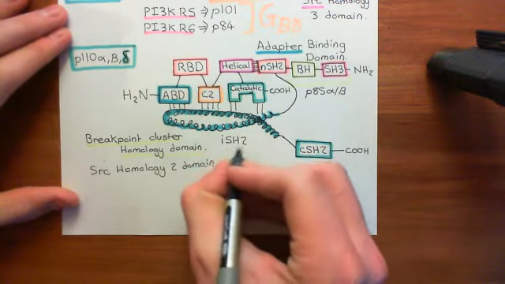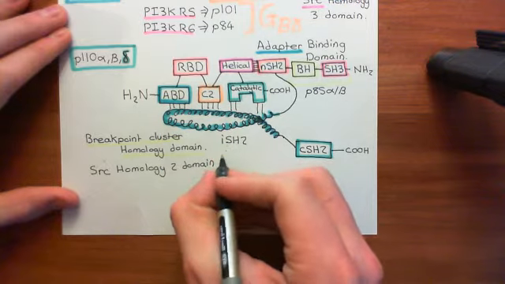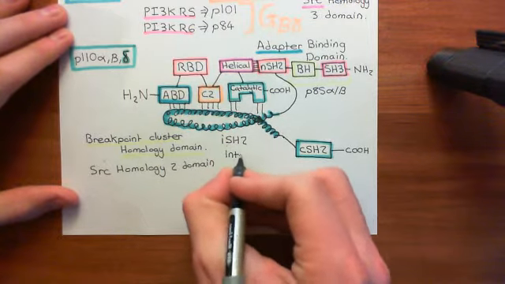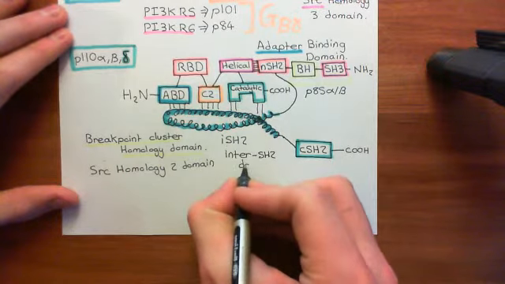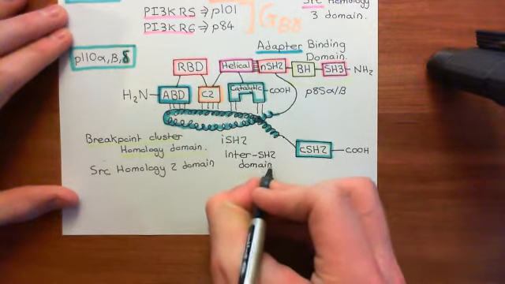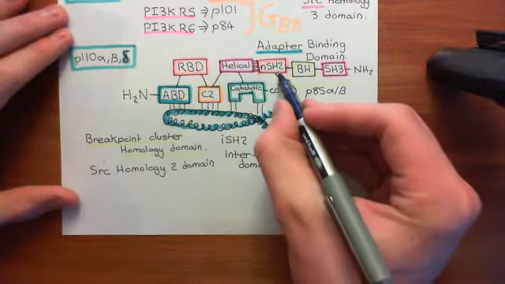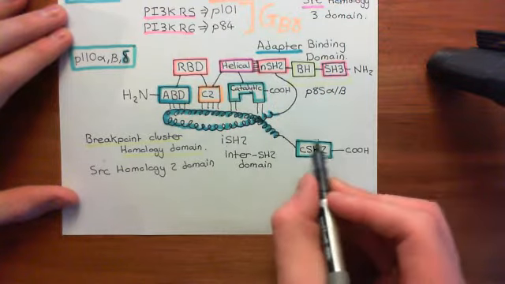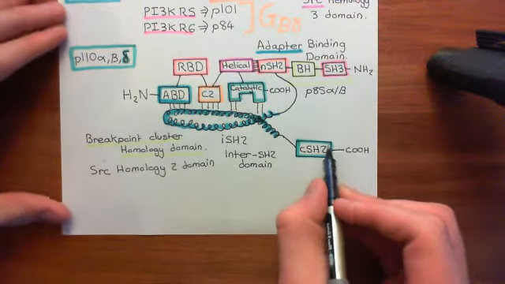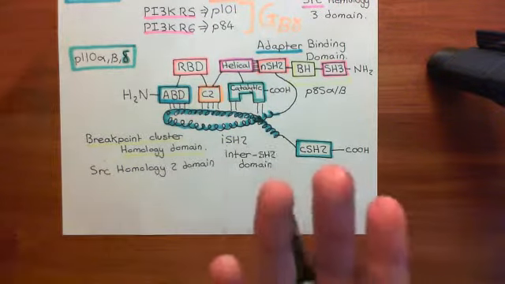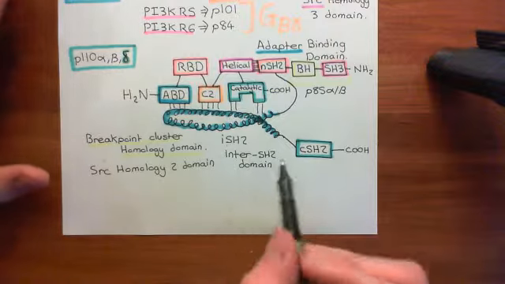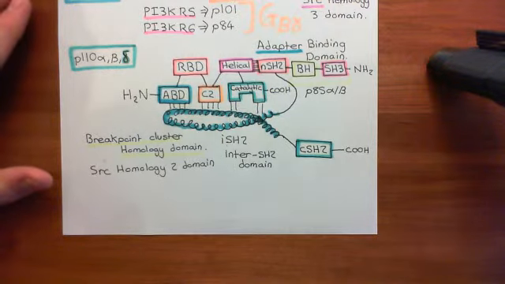Now, it is not a Src homology 2 domain. What this stands for is the inter-SH2 domain, because it sits in between the two SH2 domains. It sits in between the N-terminal SH2 domain and the C-terminal SH2 domain, and therefore it is in between them. It is inter-SH2, and therefore it's called the inter-SH2 domain.